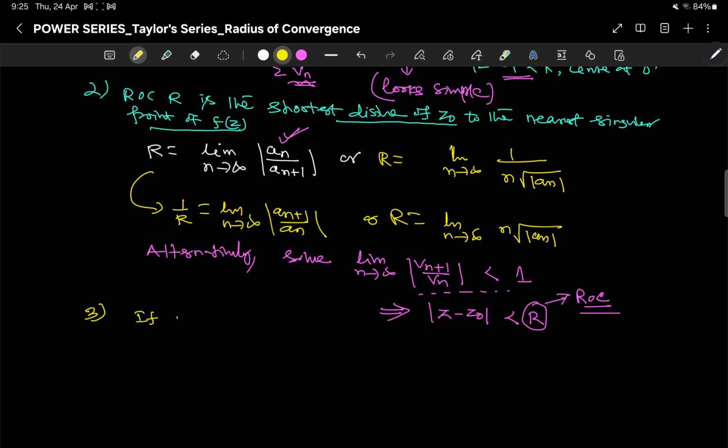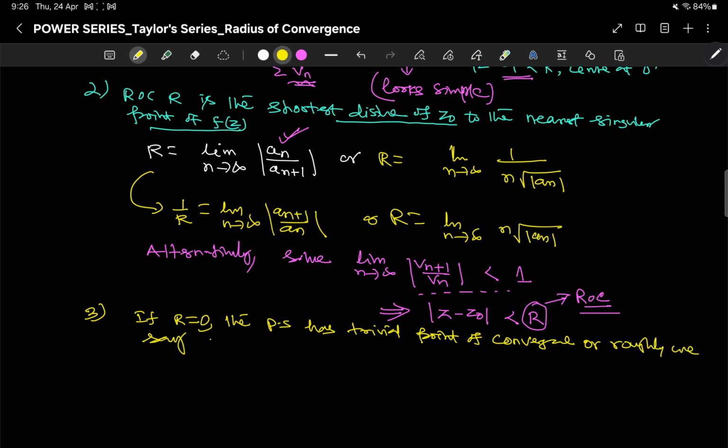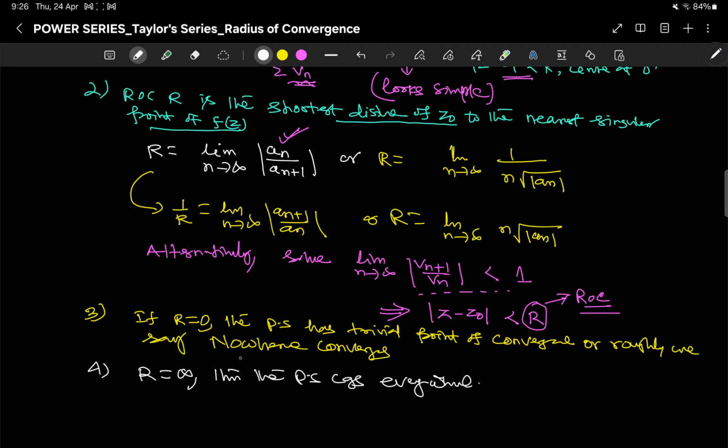Now it may happen that r is equal to 0. If r is equal to 0, then the power series has a trivial point of convergence, or roughly we say nowhere convergence. Likewise, if r is equal to infinity, then we say the power series converges everywhere. In that way we can interpret.